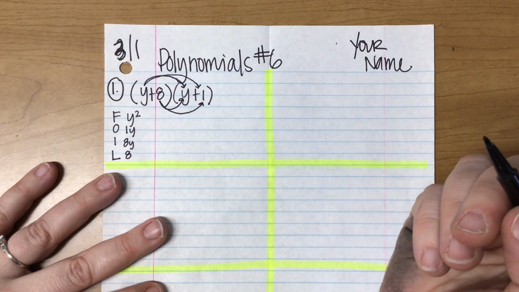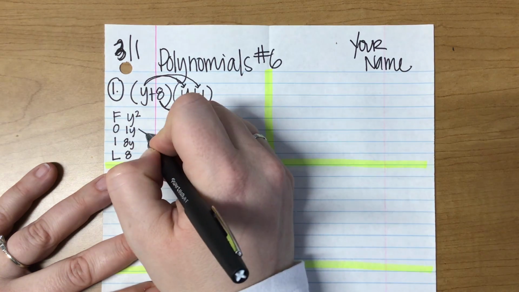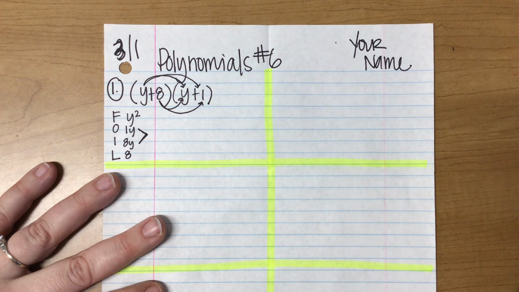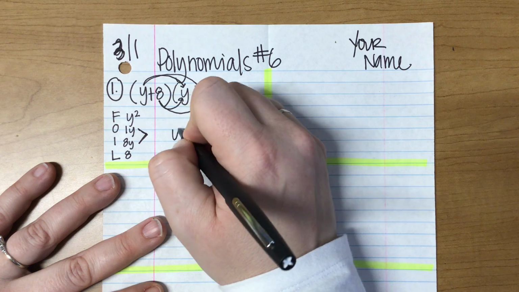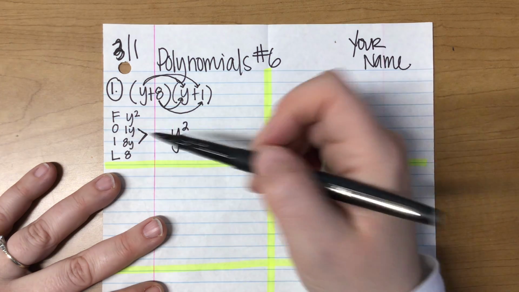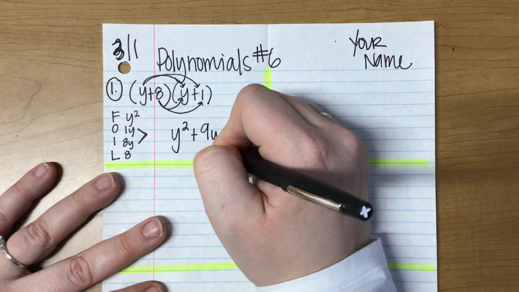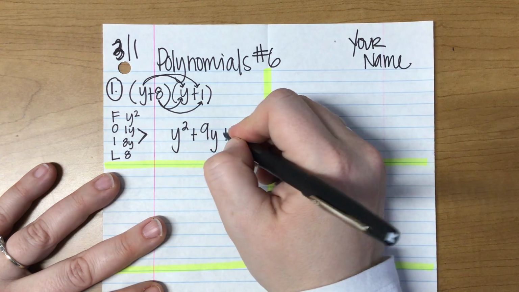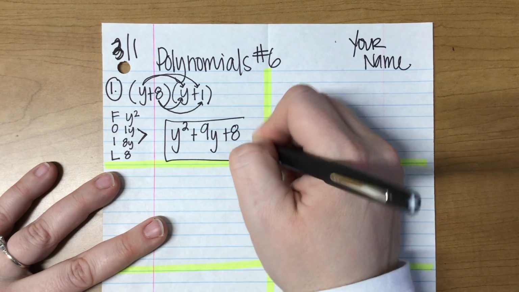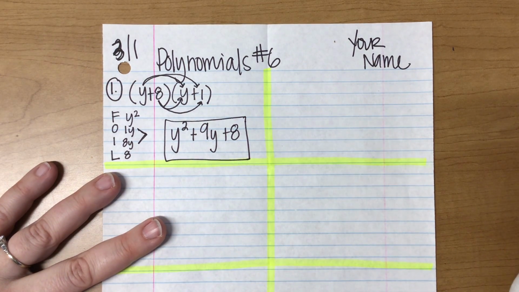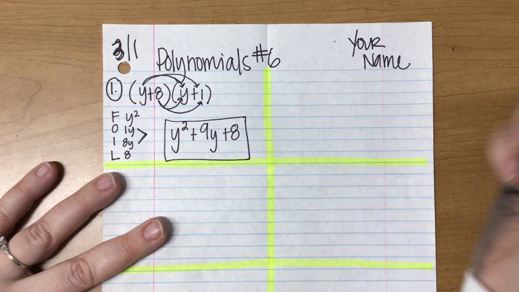After that, we look for like terms. Most of the time, your like terms are right here. Sometimes they're not. Sometimes they're in different spots. But most of the time, you'll identify like terms right in the middle. So my answer is y squared plus 1y plus 8y is plus 9y plus 8. You're just distributing twice. Double distribution.